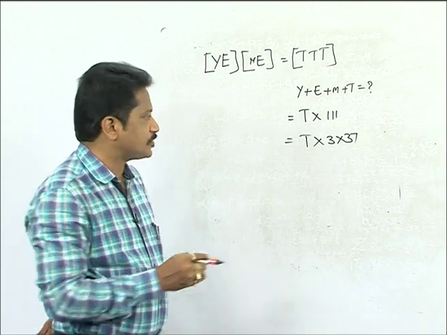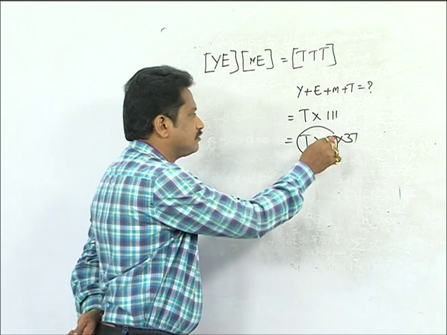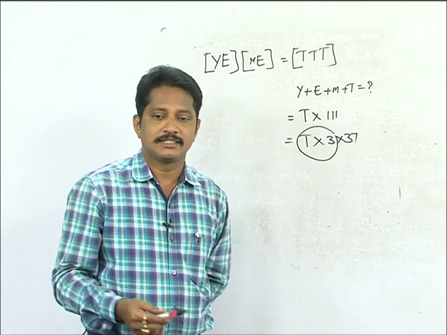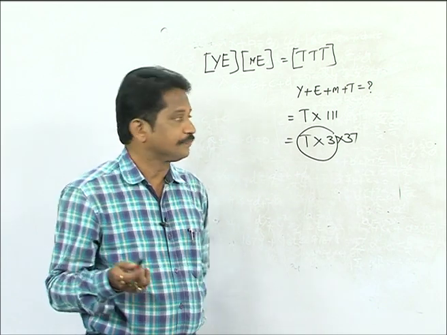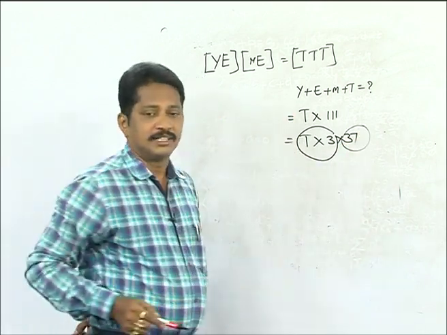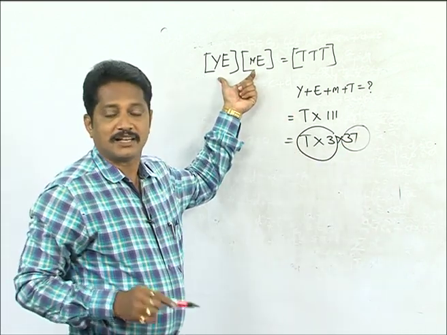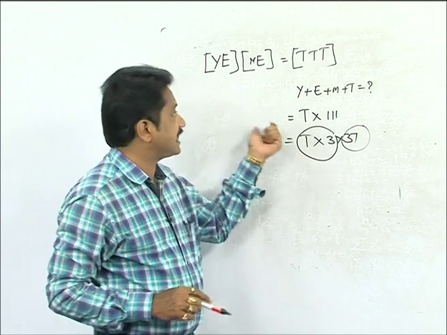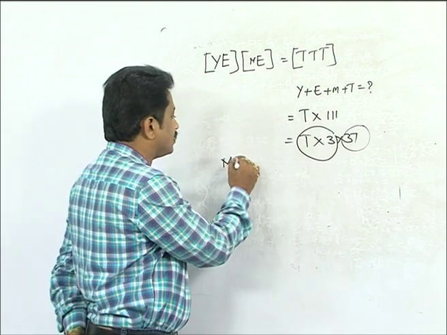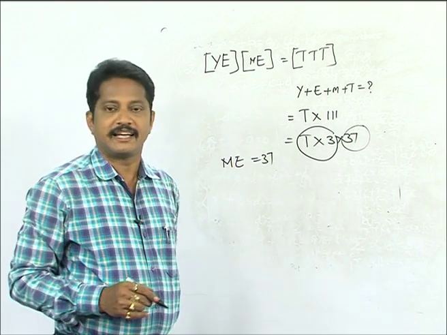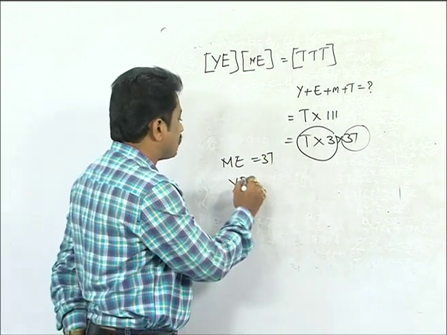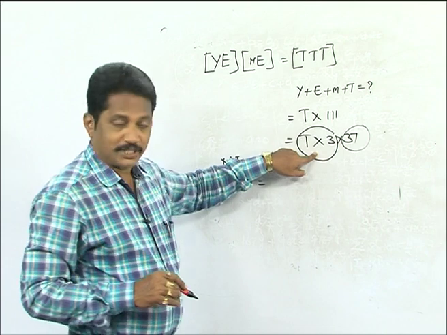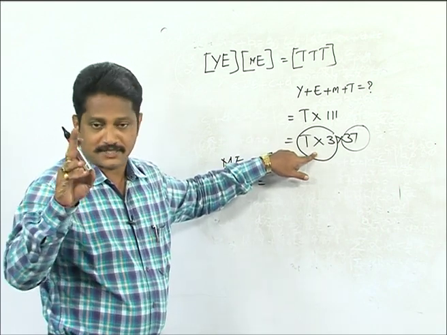Okay. So, we have T into 3, and the maximum possibility for T into 3 is a 2-digit number, it will not be more than 2 digits. And the other one, 37, we know the value. These two will be equal to YE times ME, which means obviously one should be 37 and the other should be T times 3. So, for example, if you say ME is equal to 37, then YE has two properties. It will be equal to T into 3, so it should be a multiple of 3, first one.